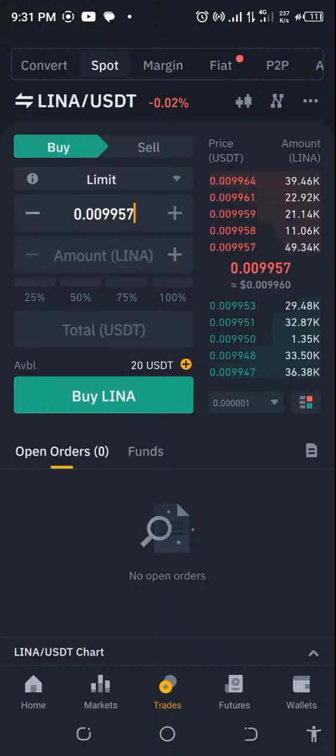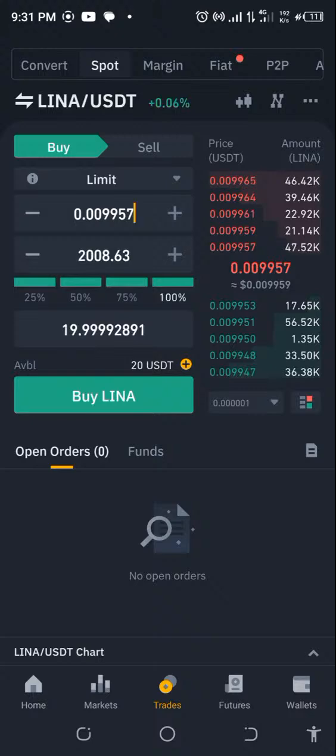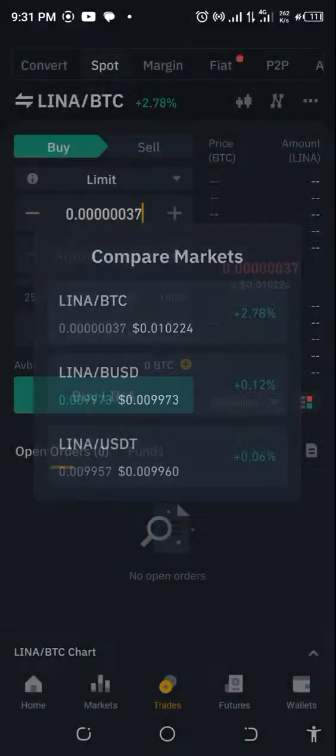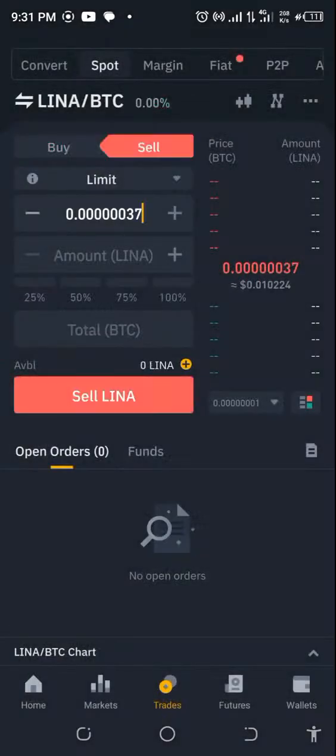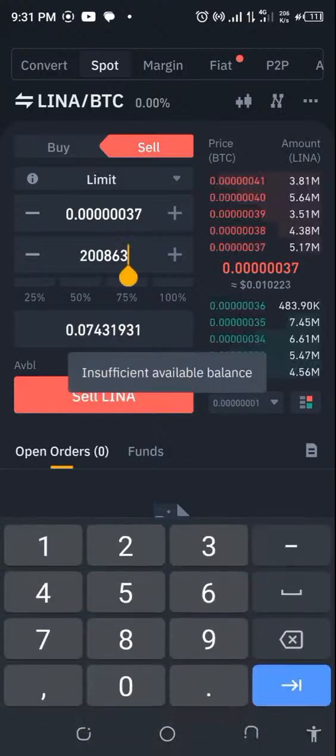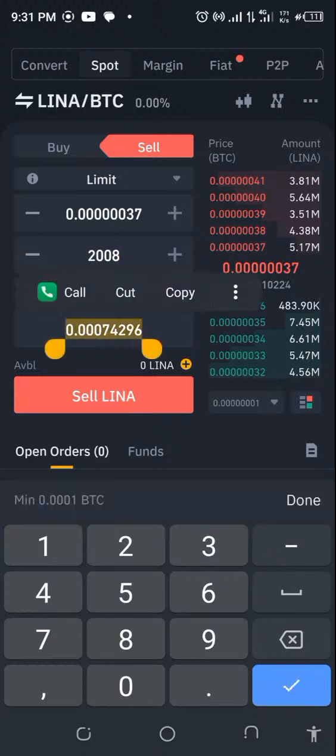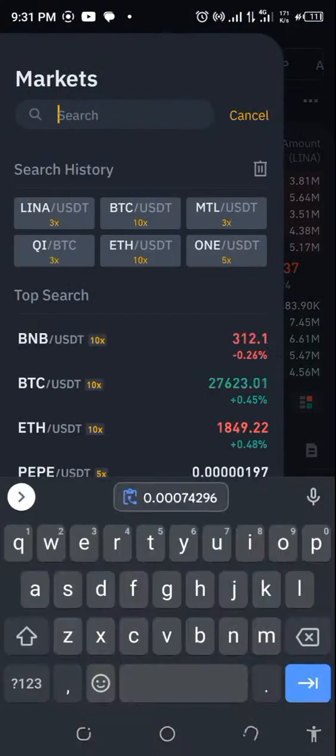All right, so we've got our usual $20. So let's do this. What we have here is 2008.63. Let me copy that, and then I'll go over to BTC and try to see if I could sell this. Now remember, Lena doesn't recognize that decimal point. So what we have here now is 0.000742. Let's see if we'll make money with this.